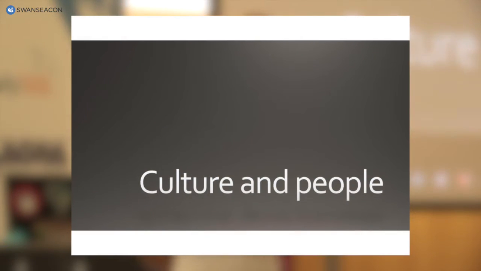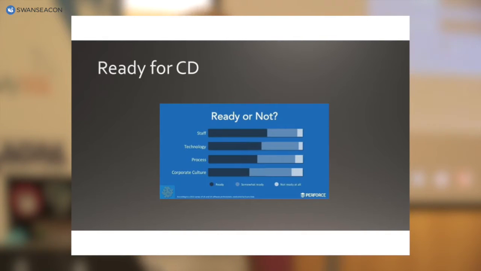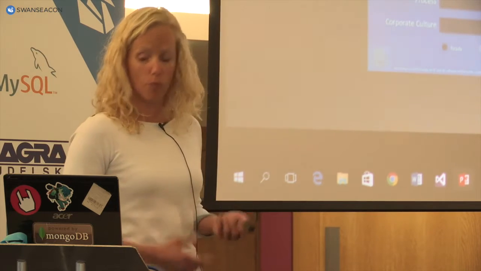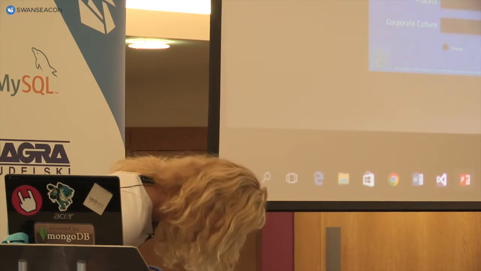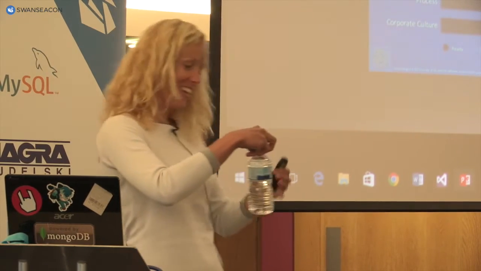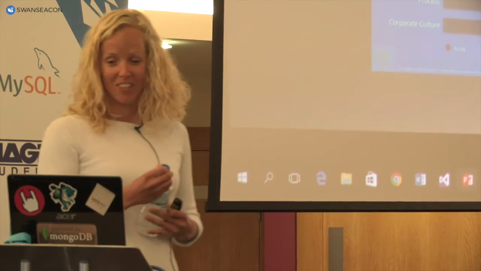Well, culture and people. How ready are we for continuous delivery? If you look at the average graph, you will find that culture is least ready for continuous delivery. The technology is ready to go there for the greatest part of it. The process is not fully ready, but you can fix that. But it's hard to change people.